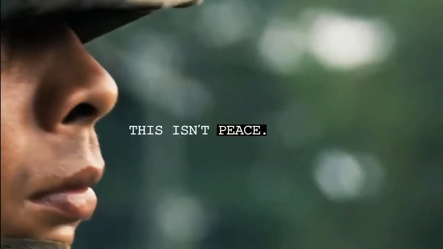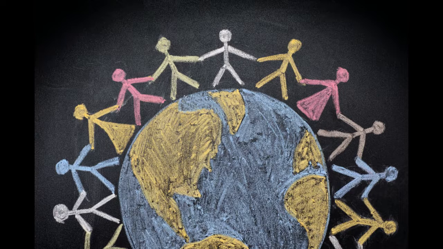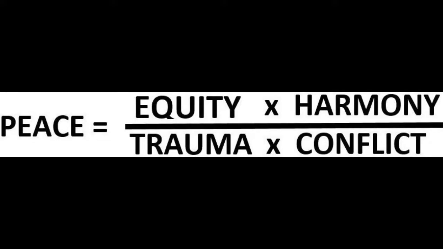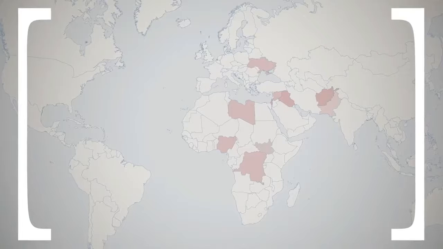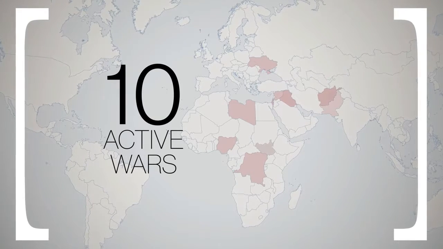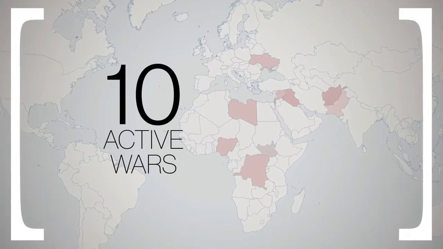John Galton's peace formula is a tool that may assist in mapping conflict and work towards transforming that conflict away from violence and towards peace. The formula states that peace equals equity times harmony divided by trauma times conflict. Understanding this formula and how it may be used to transform conflicts is complex, and it is vital to first examine the concepts used by Galton in the following way.